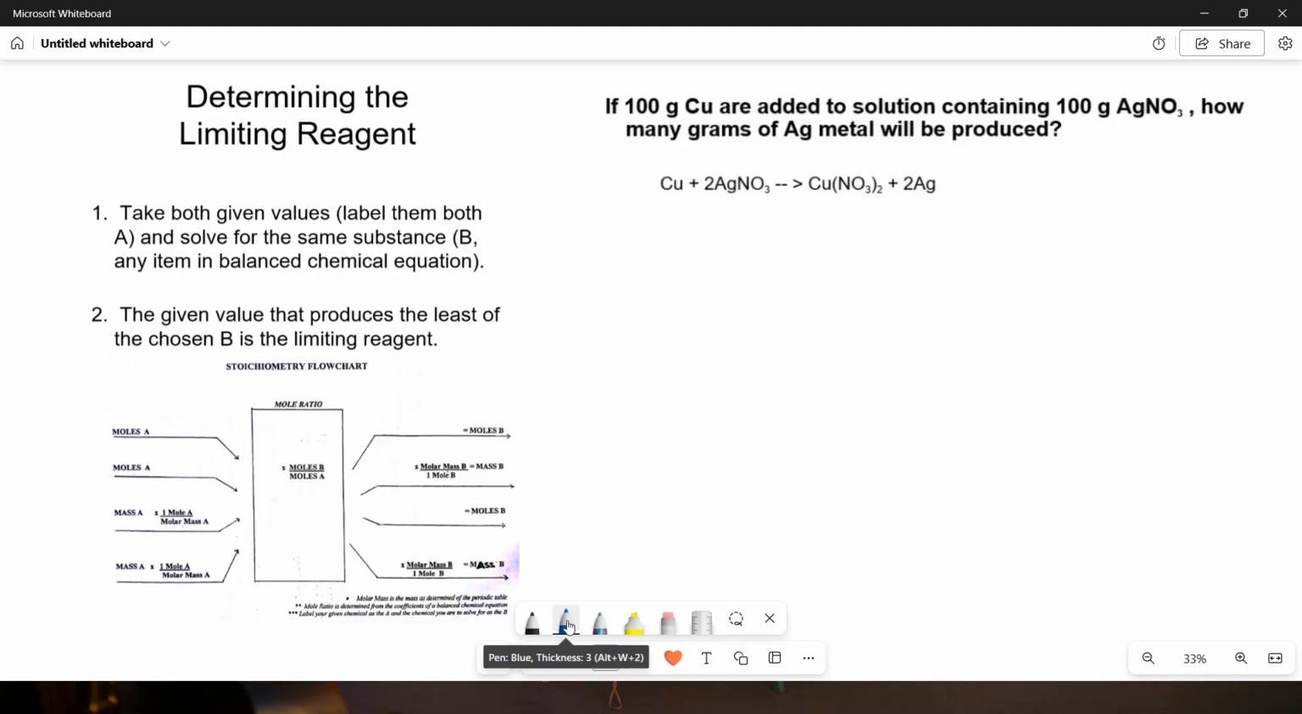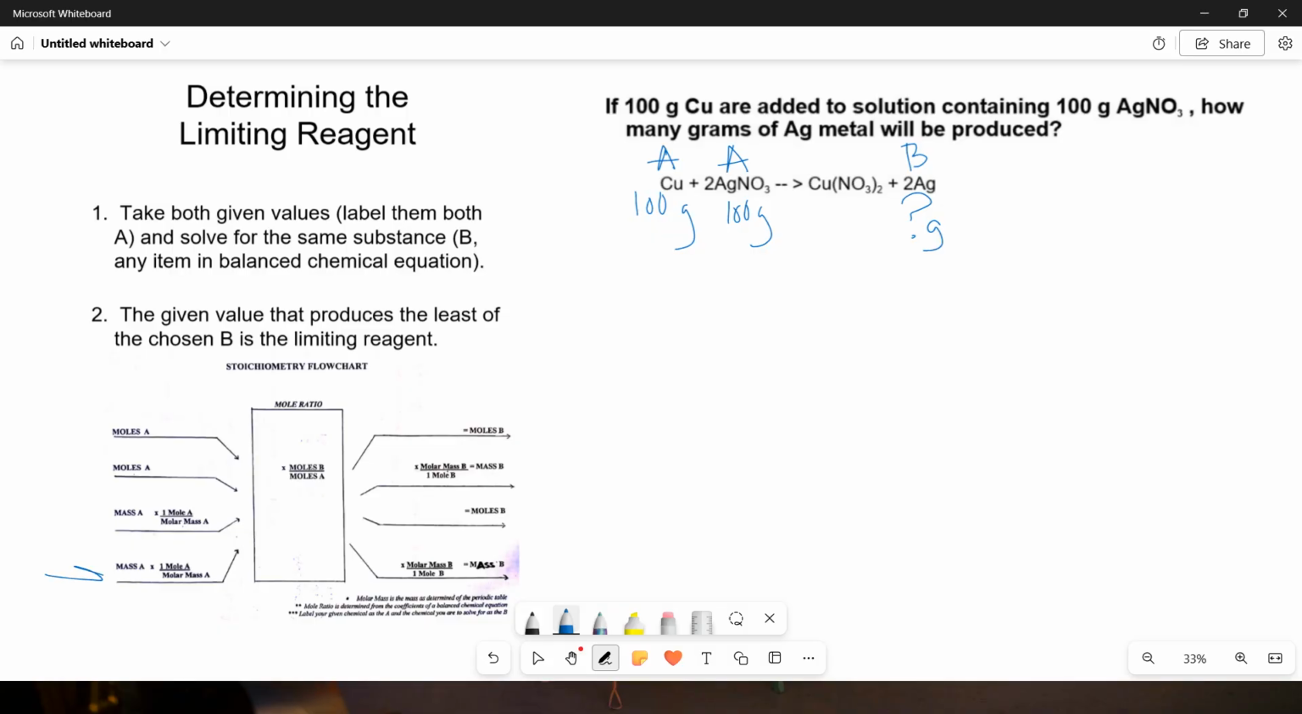So if you look at the problem, it says we have 100 grams of copper. So this is one of our A's with 100 grams. And it's added to a solution of 100 grams of silver nitrate. So we're given two given values of reactants. One of these reactants will be limiting, the other one will be excess. They ask us to solve for silver. That's our B. In other words, we want to know how many grams can truly be made from this.